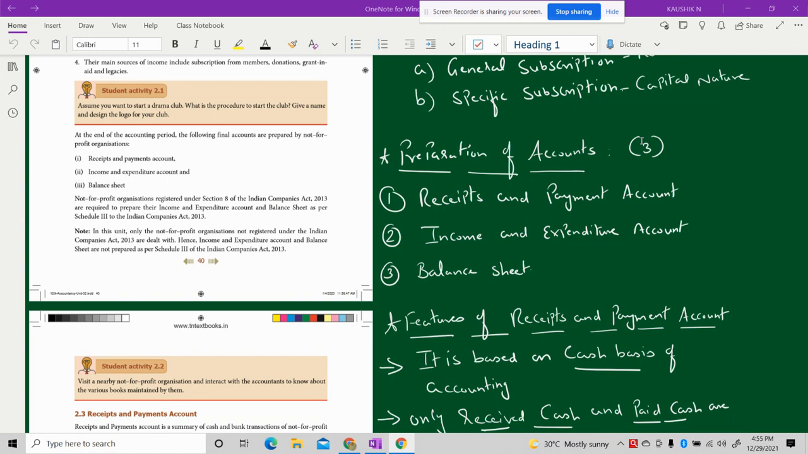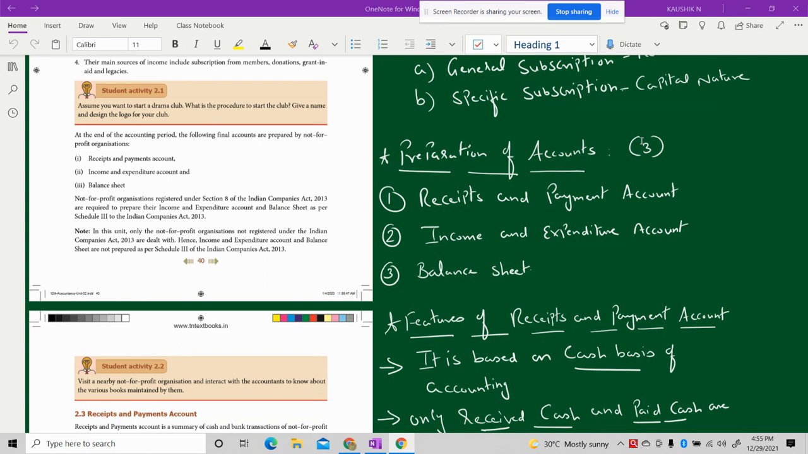Students, please do remember that NPO is a three-letter chapter, non-profit organization. So NPO, it is a three-letter chapter. And in this chapter, we are preparing only three different types of accounts. They are income and expenditure account, receipts and payment account, and finally, the balance sheet.